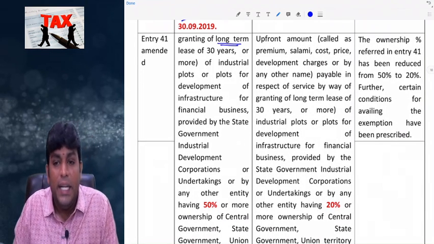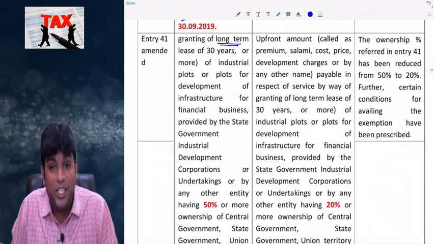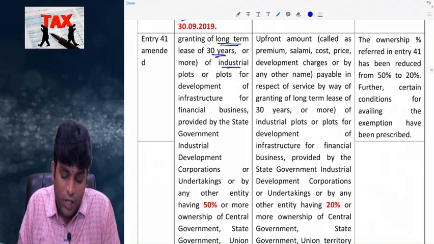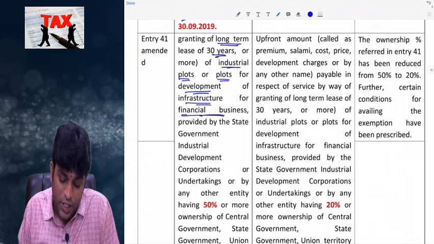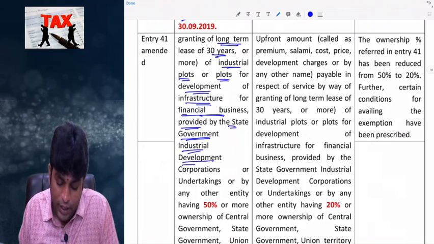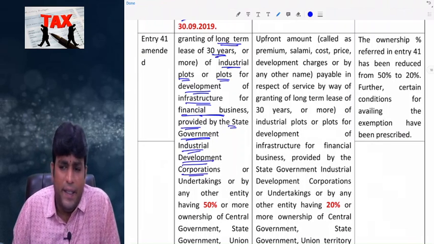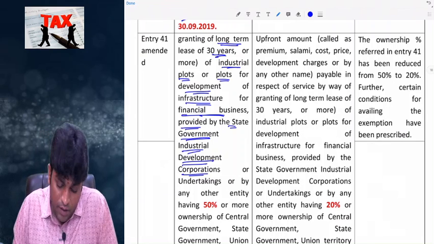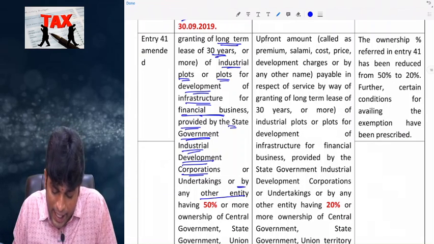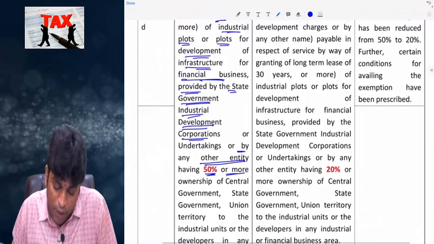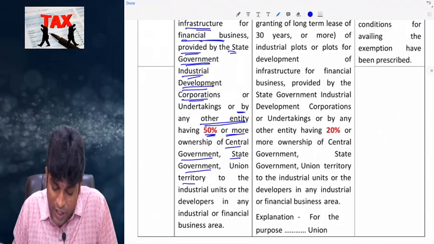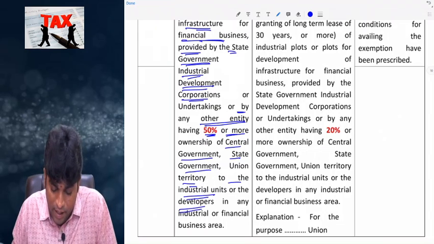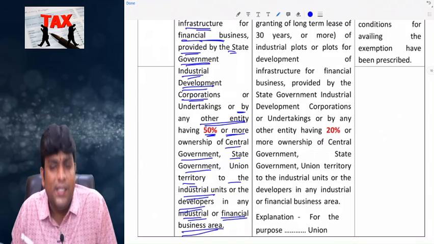Granting of long-term lease. What is long-term? 30 years or more of industrial plots for development of infrastructure for financial business provided by the State Industrial Development Corporation. Practically, we have got industrial development corporations of every state or undertakings or by any other entity having 50% or more ownership of central government, state government, union territory to the industrial units or developers in any industrial or financial business area.